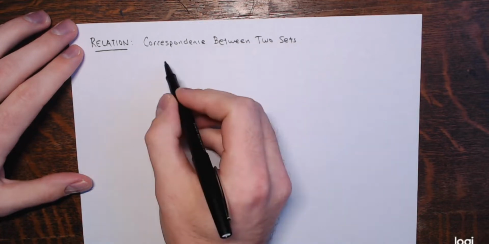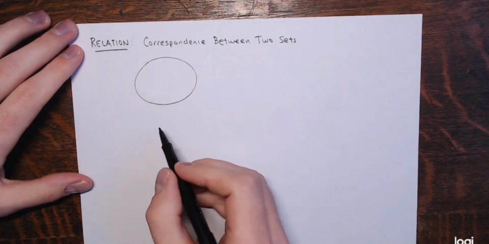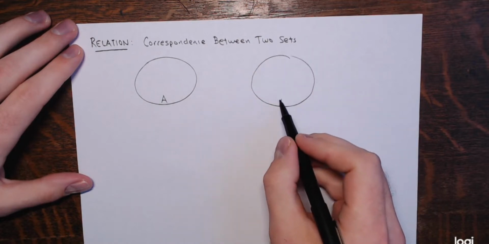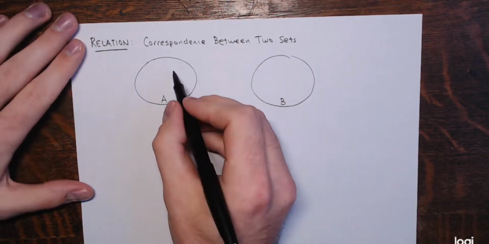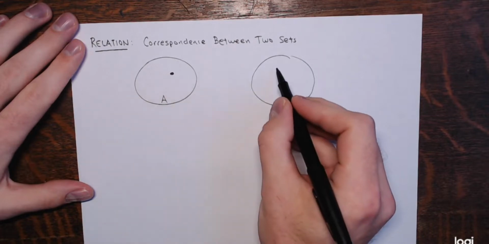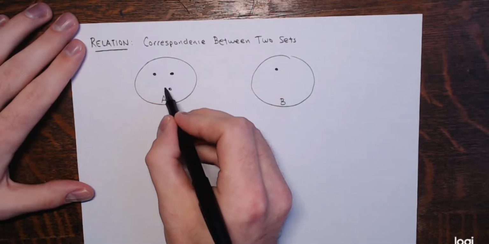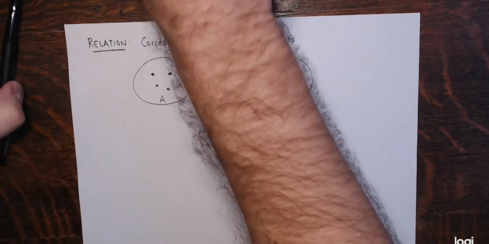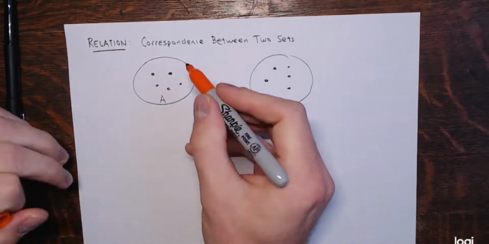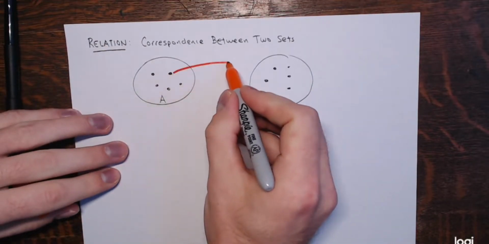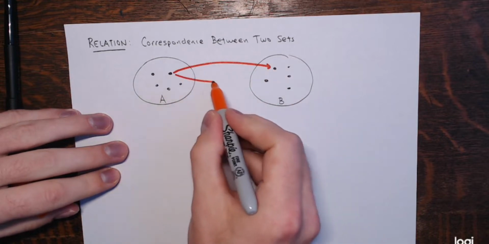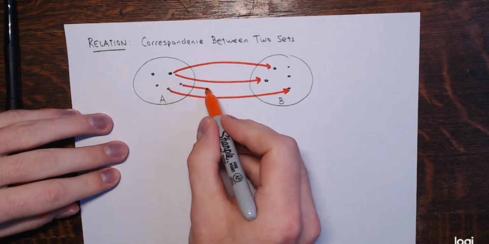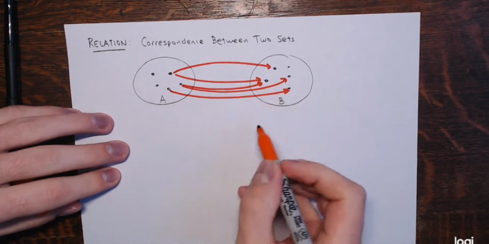So let's say this circle here represents one set, say set A, and this circle over here represents another set, set B. Elements in one set, let's say I represent some elements by dots, and there are elements in this other set, and we'll draw arrows to talk about relationships. Say this element here is related to that element and that element. And this element here is related to this element over here, and this element's related to this element, and that element, and so on.